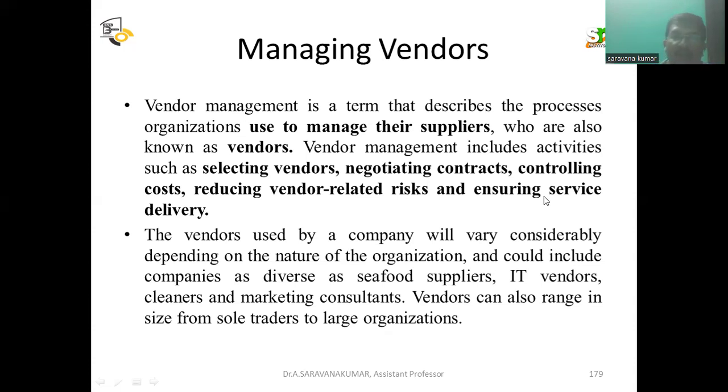Vendor management is a term that describes a process organizations use to manage their suppliers, who are also known as vendors. Vendor management includes activities such as selecting vendors, negotiating contracts, controlling cost, reducing vendor-related risk and ensuring service delivery. The vendors used by a company will vary considerably depending on the nature of the organization and could include companies as diverse as seafood suppliers, IT vendors, cleaners, and marketing consultants. Vendors can also range in size from sole trader to large organizations.